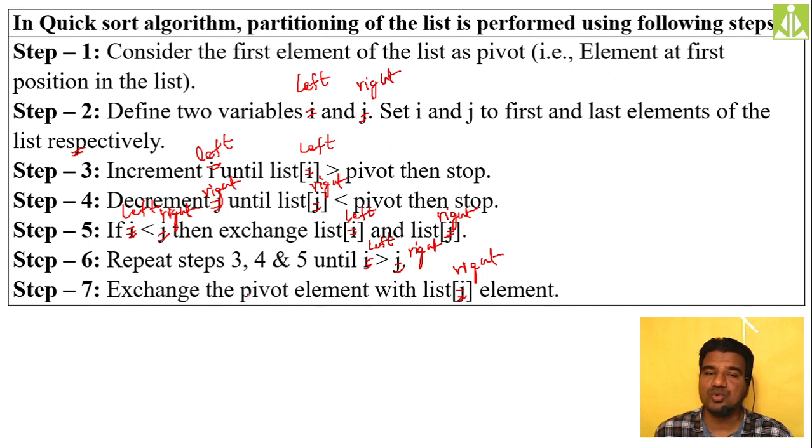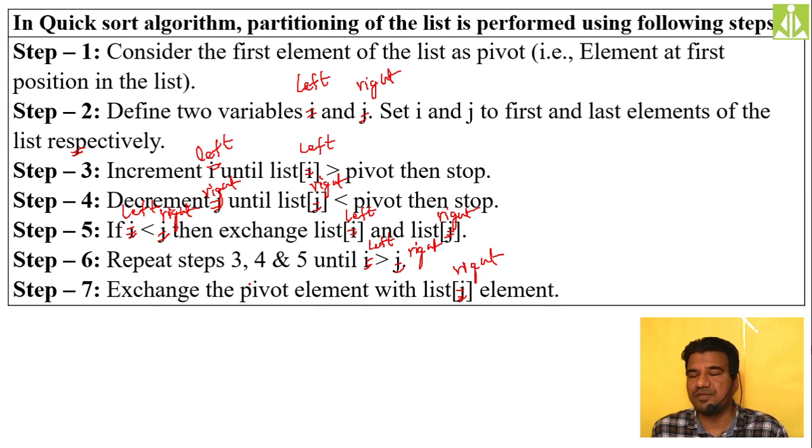Now you do the partition. After making the pivot in the center, do the partition. One list will have all elements smaller than the pivot, and the other list will have all elements greater than the pivot. After the partition, again you consider the small list as a separate list and perform the same operation. There also you consider one more pivot and perform the same thing.